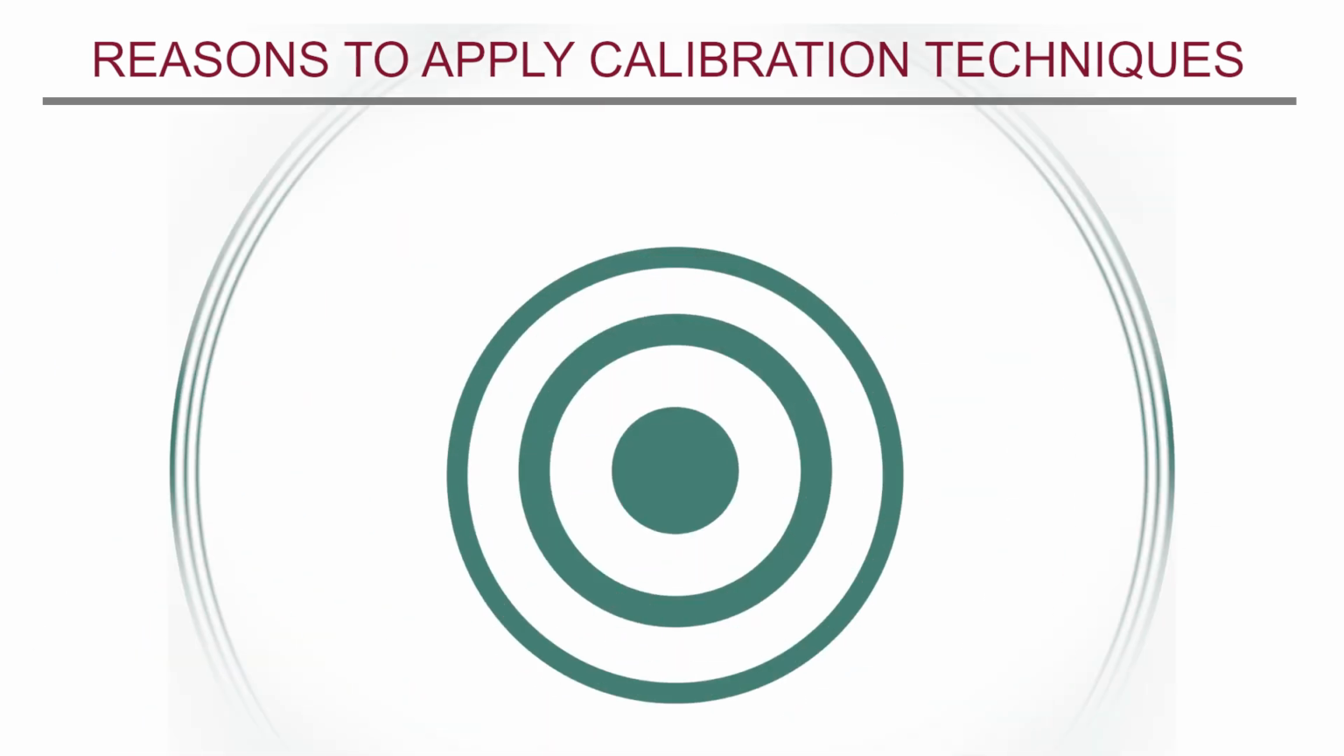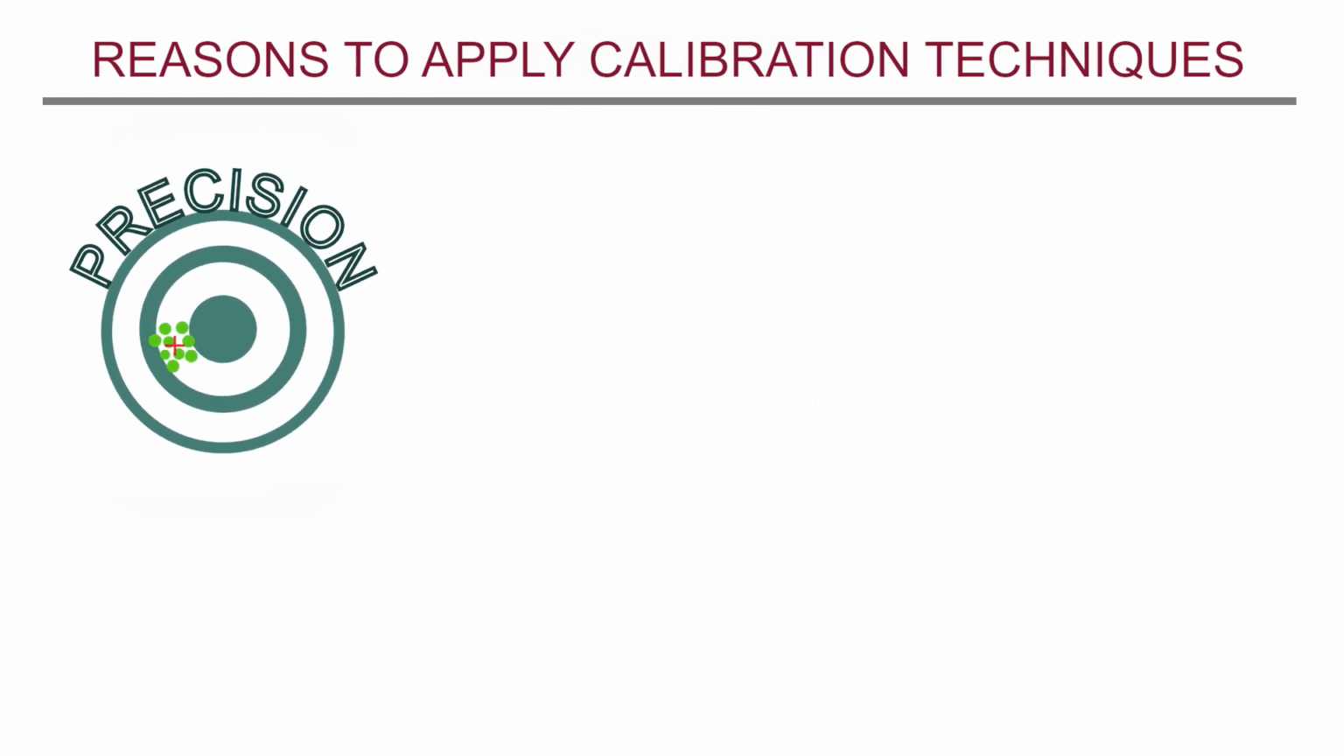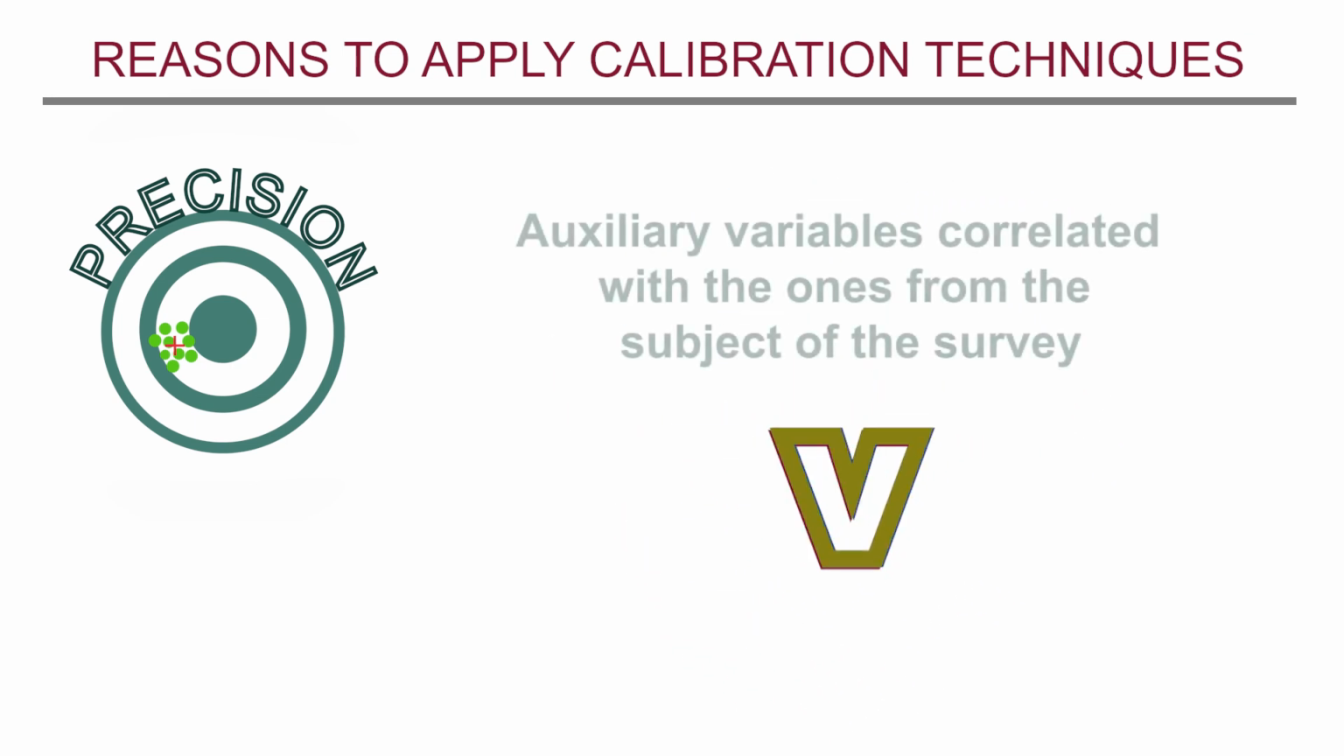Secondly, precision. The second reason is improving estimate precision. Precision increase will be greater the more correlated auxiliary variables are with those variables which are the subject of the survey study.